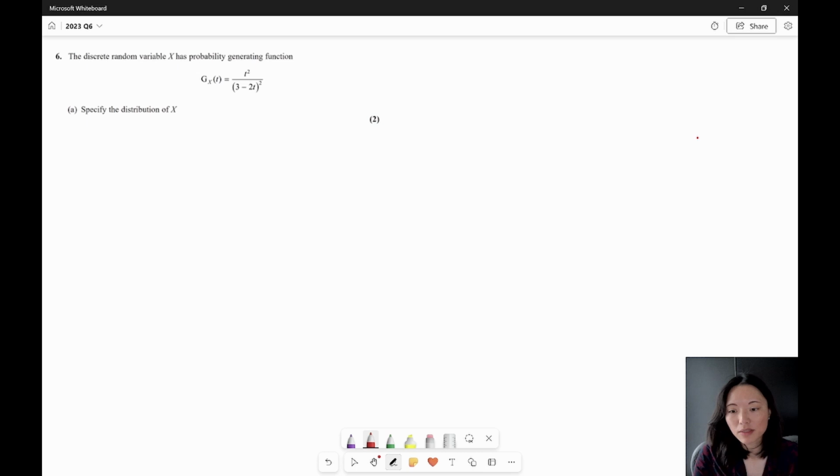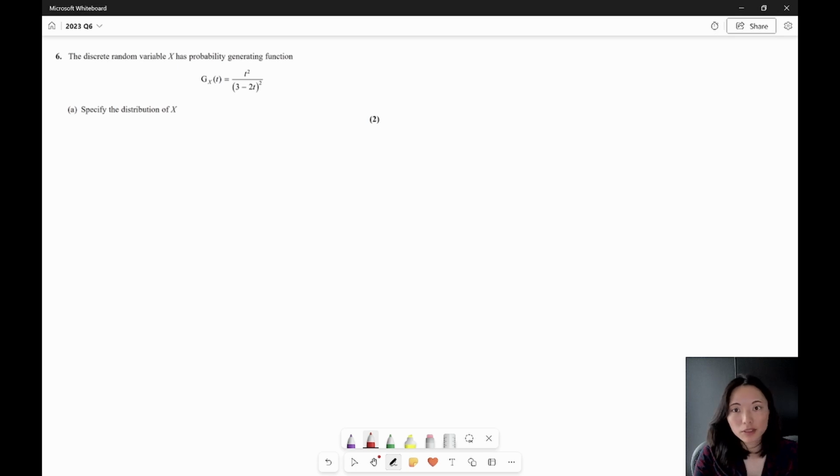Let's look at part A first. In part A, we're given a discrete random variable X with a certain probability generating function, and we are asked to specify the distribution of X. Whenever we are asked to specify a distribution, it's not enough just to say whether it is, for example, a binomial distribution or a Poisson distribution. We always need to specify the parameters of the distribution.